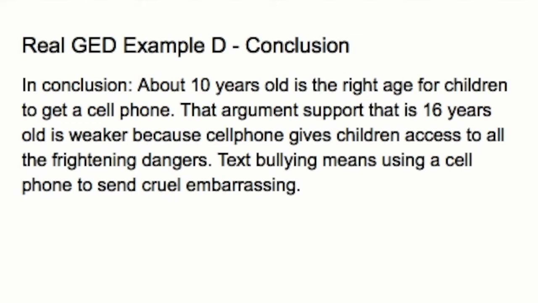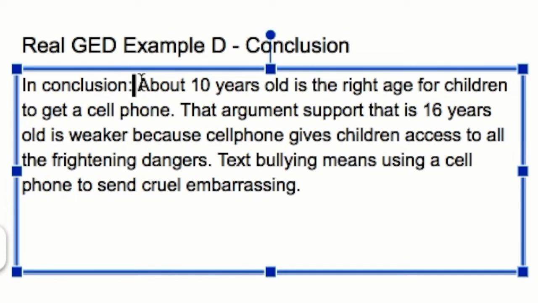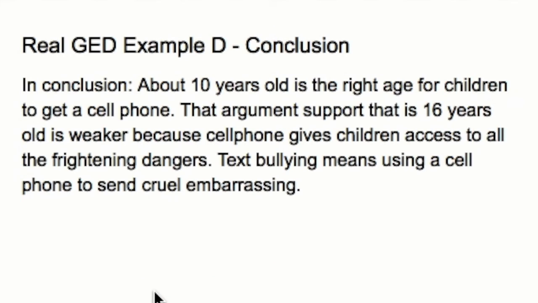Okay, so here, a couple things. So instead of saying in conclusion, all right, and putting this colon here, I would probably just say in conclusion, comma, and then about with a lowercase a. And this conclusion, I think it hits on the basic things, but I think the author would probably want to rethink this conclusion a little bit just to make it more clear. I think, especially like the last sentence, text bullying means using a cell phone to send cruel, embarrassing. And again, this is not to pick on anybody's writing by any means. We're just doing this to learn.